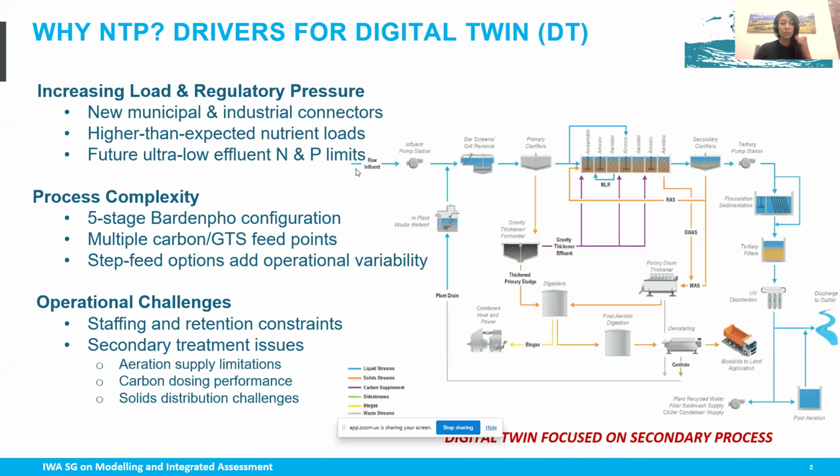When it was first commissioned, it operated with around 4 MGD of flows. And over the last 9 to 10 years, it has seen an increase in flow. So right now we're seeing around 9 MGD of flows to that facility. So some of the main drivers for implementing a digital twin at NTP has been, as I mentioned, the increasing loads and regulatory pressures.